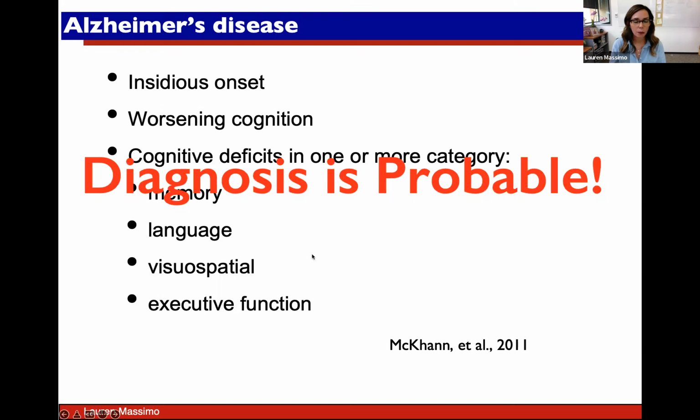And the diagnosis is probable. The reason we say this is because we can't see the plaques and the tangles to diagnose Alzheimer's disease until we see the brain directly at autopsy, for example.